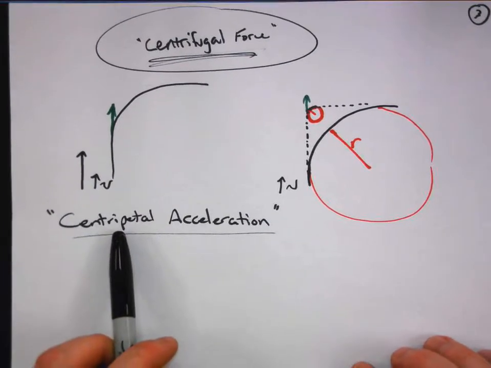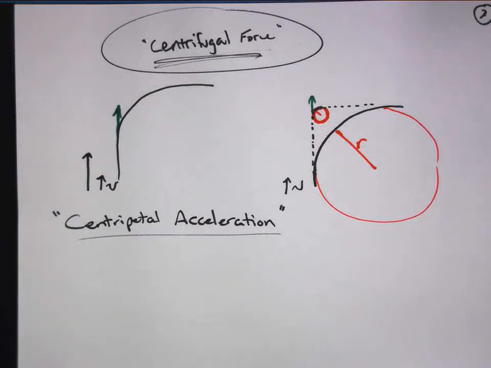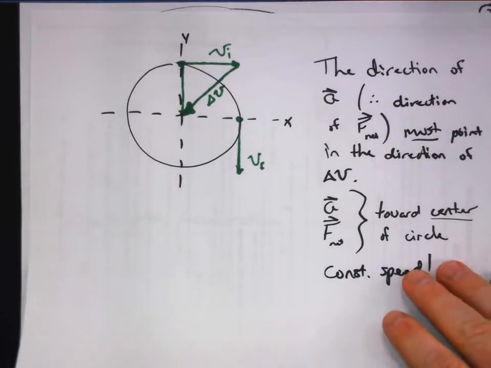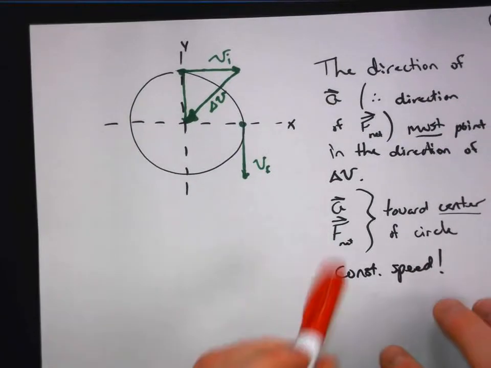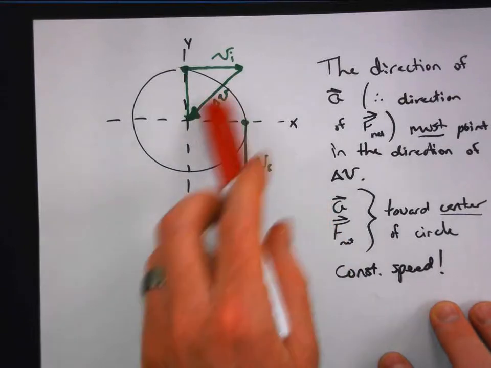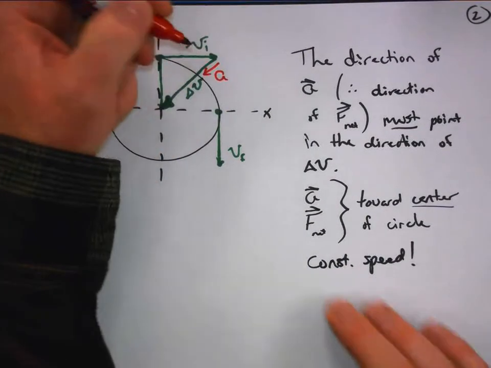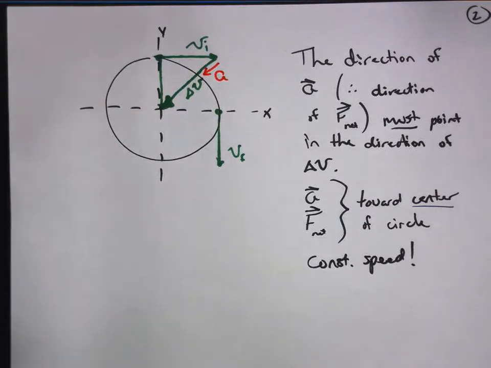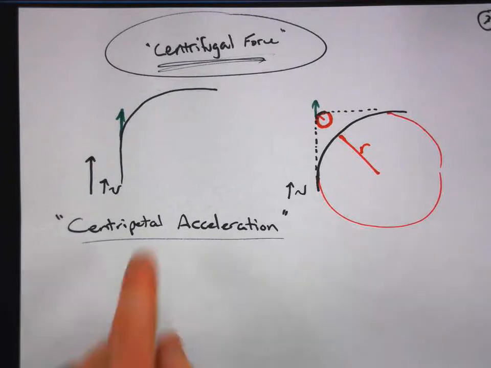Now, so what is this business? Well, the centripetal acceleration is the acceleration toward the center of the circle. So I'm going to come back to this real quick. If there's a delta V here, we've already said the acceleration and the net force must be in the direction of that change in velocity. There must be an acceleration toward the center of the circle right there. It absolutely does exist. And that is called centripetal acceleration.